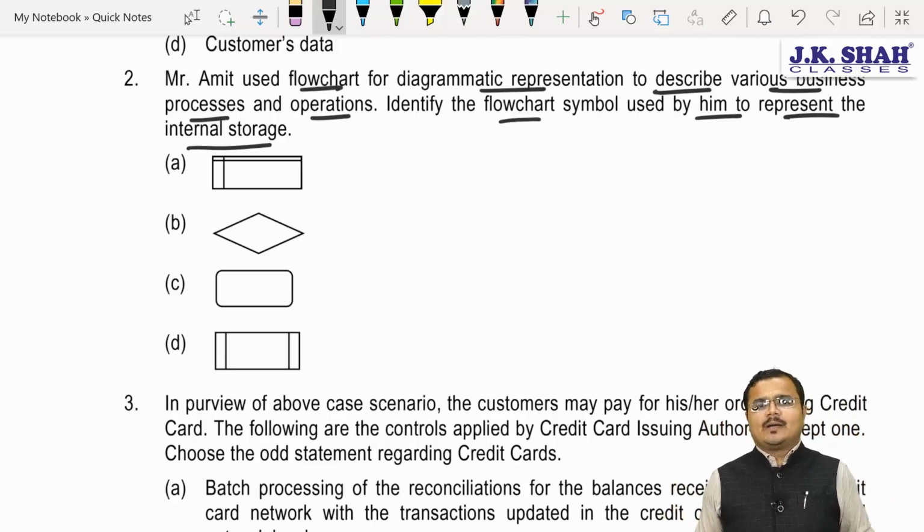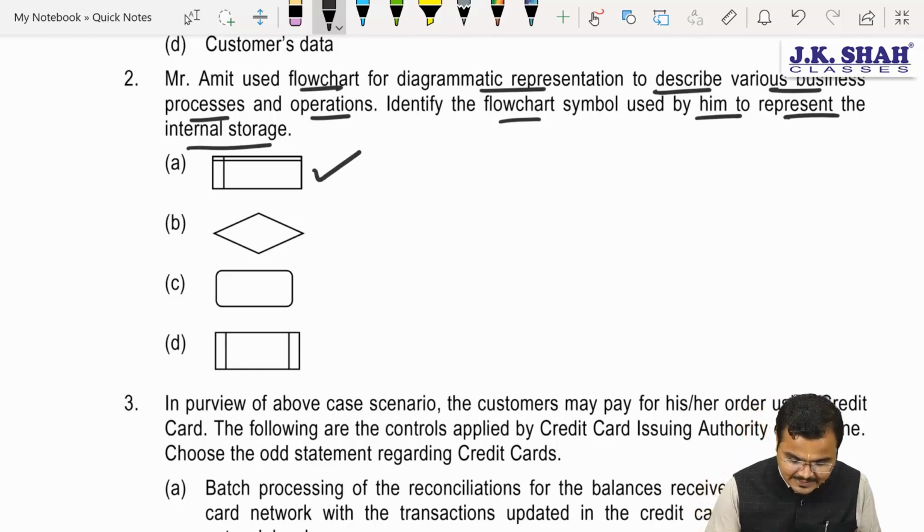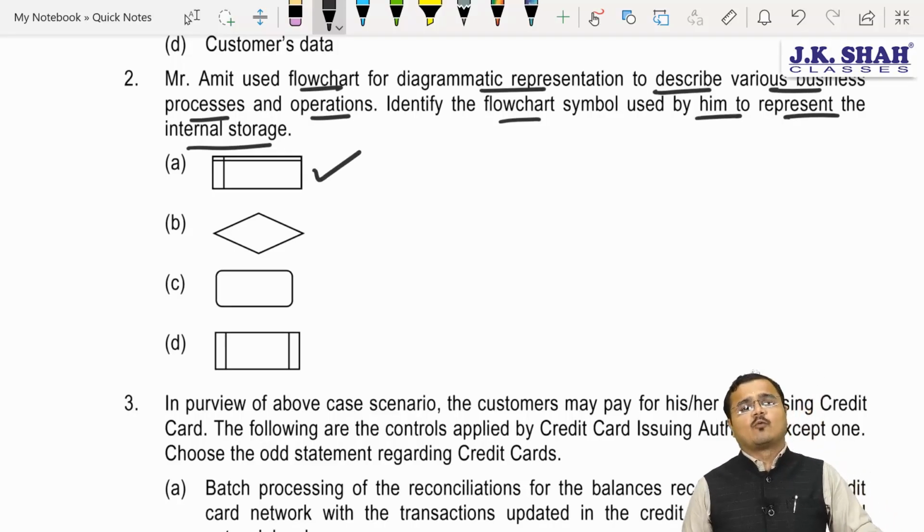Now Chartered, if you remember all the symbols very clearly, you can definitely identify that this is the pure symbol which we use for what? Internal storage. If the database is already predefined in the flowchart concepts, then we represent it using this kind of symbol, which represents what? So internal storage. Correct, Chartered? Yes sir.